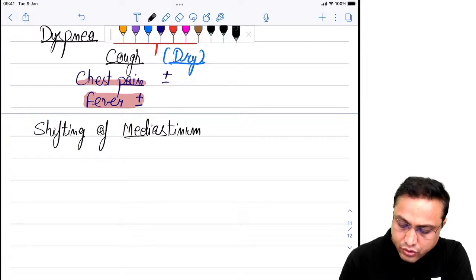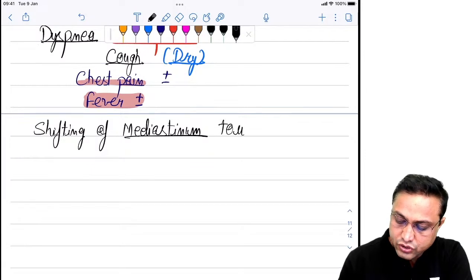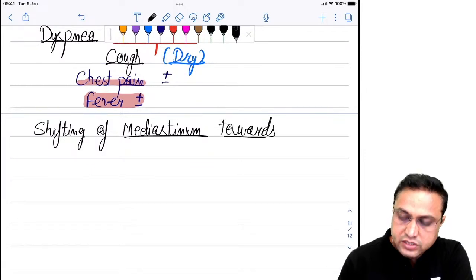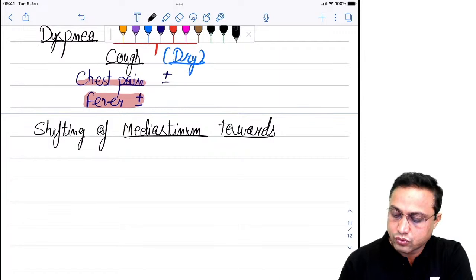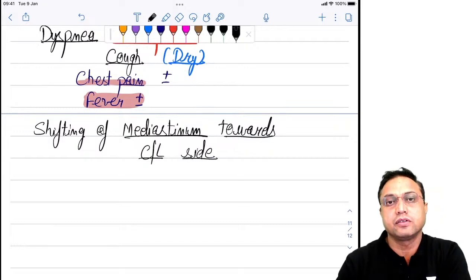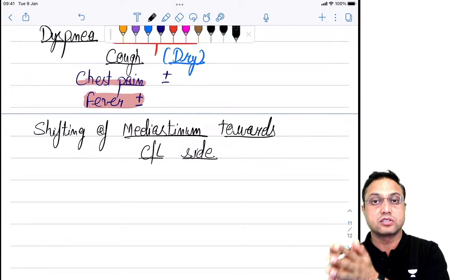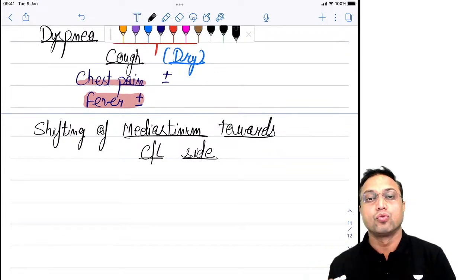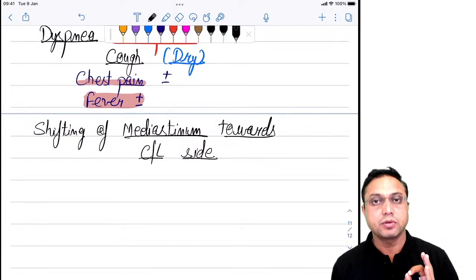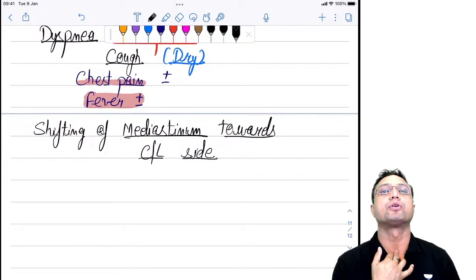But how are you going to see the shift of the mediastinum towards the contralateral side? My question to you is this: can you only see that there is a shift of the mediastinum towards the contralateral side on the chest X-ray, or is there any other clinical sign where you can suspect the mediastinum has been shifted towards the contralateral side? Yes, my dear friend, there is a clinical sign. What we call it is tracheal sign.